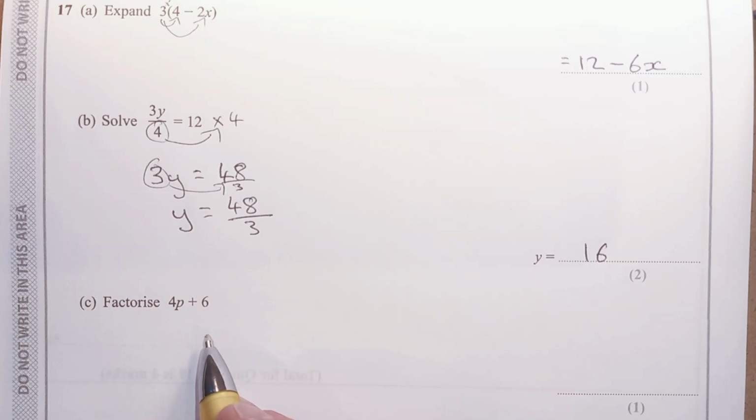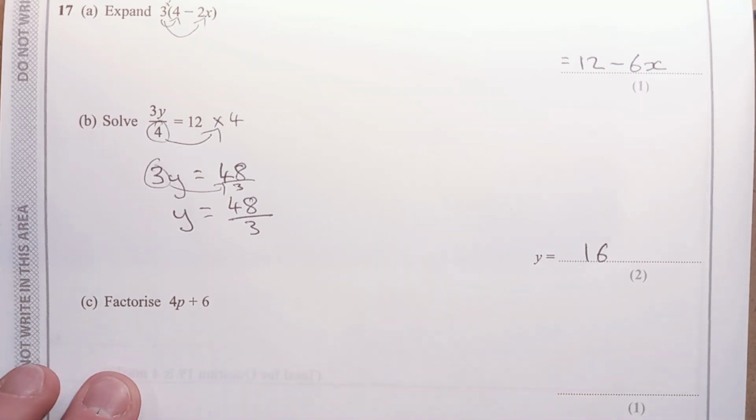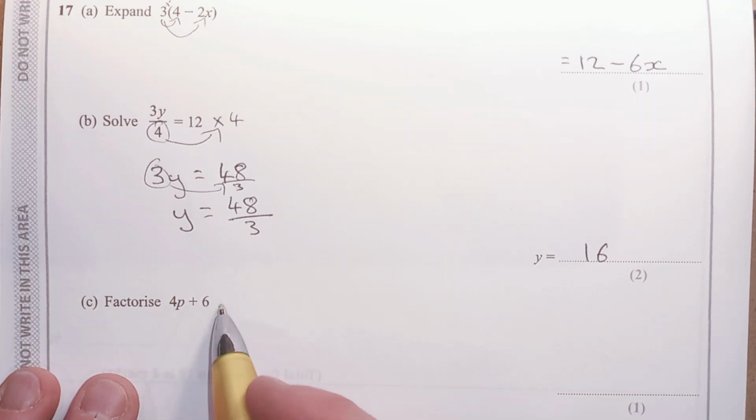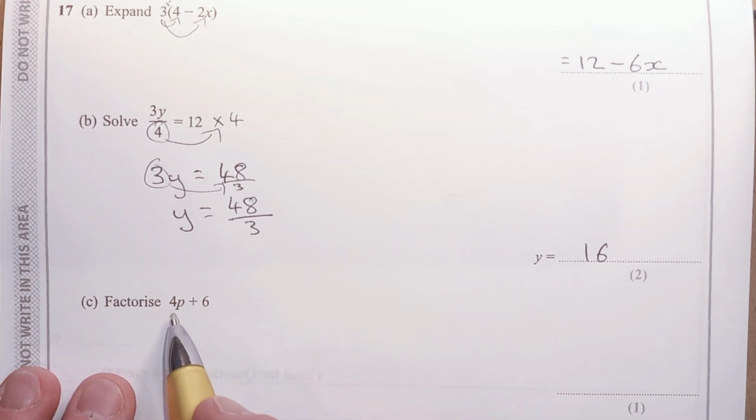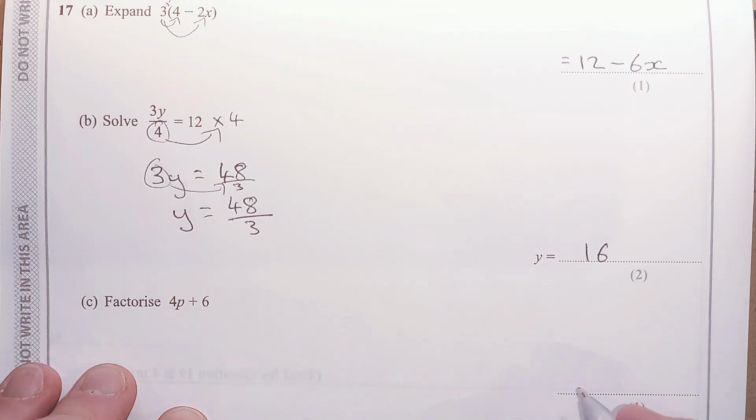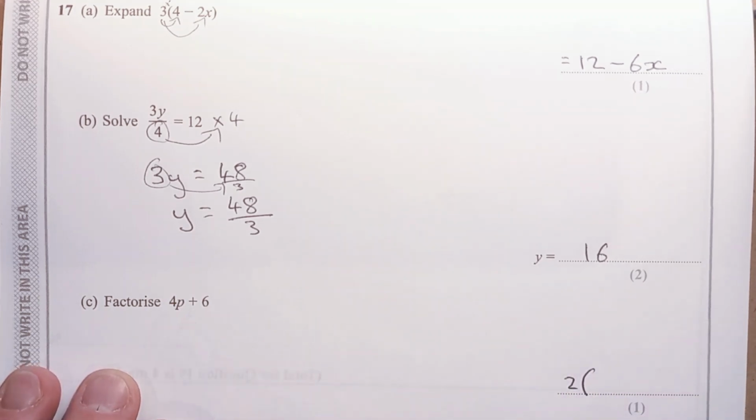Part C, factorise 4p plus 6. So we're looking at numbers or letters that go into both parts of this. We've only got p in this bit, so it's not going to be p. What about the numbers? Well, they're both even numbers, so 2 goes into both of them. So we can take the 2 outside the brackets, because really factorise means put some brackets in.